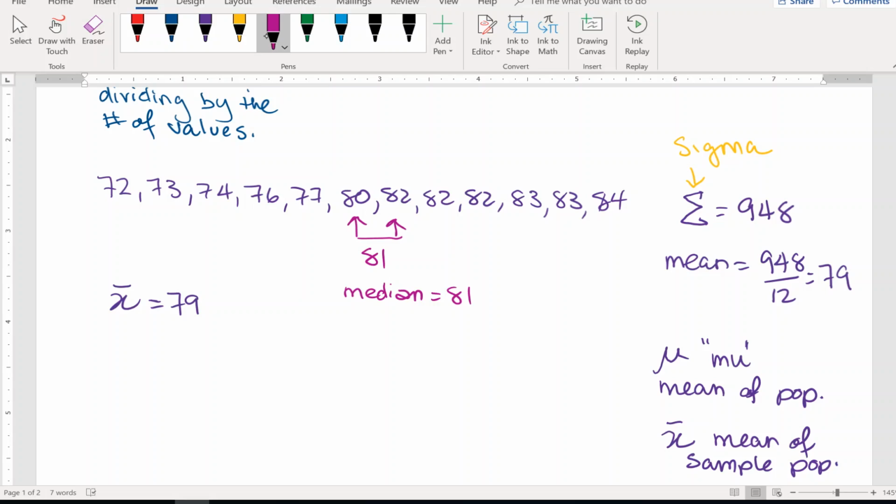So the one other central tendency statistic we want to know is the mode, and that is the value that occurs the most. Now you'll notice that 83 occurs twice, but 82 occurs 3 times. And so we say that the mode is 82 because this is the value that occurs the most in this data sample.